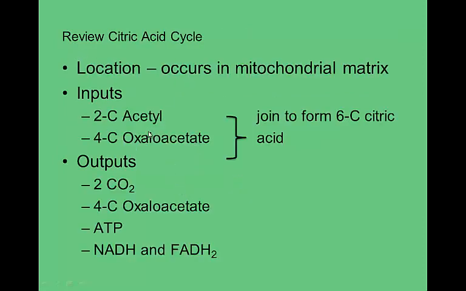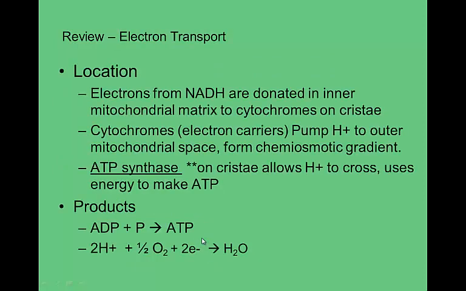The citric acid cycle. We start with a 2-carbon acetyl group, join it to a 4-carbon oxaloacetate to form a 6-carbon citric acid, and then 2 carbon dioxides are broken off. A 4-carbon oxaloacetate is going to end up being produced. We also produce an ATP and many reduced NAD and FADs for every time we go through the citric acid cycle.